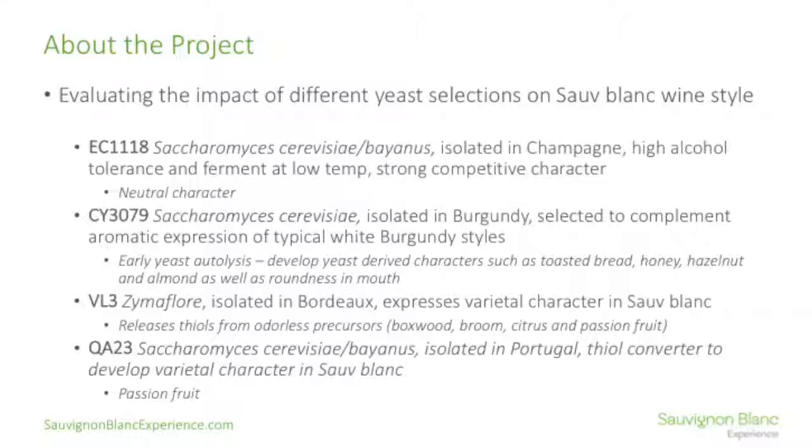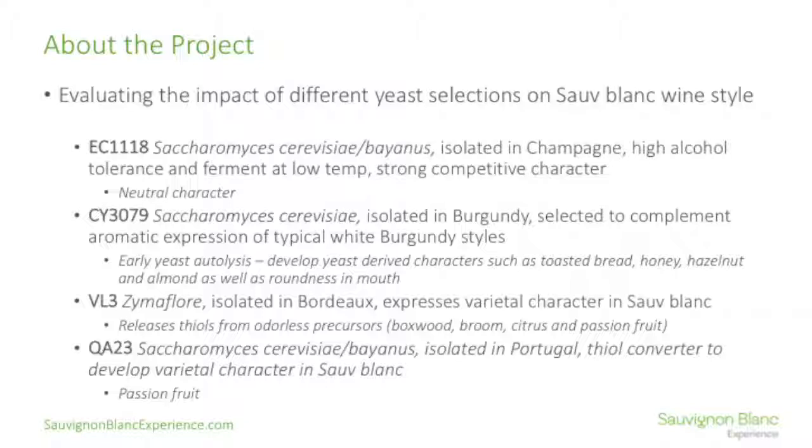Then we chose VL3 and QA23 because we wanted two thiol producers, okay? Two yeasts that have been on the market, specifically marketed for Sauvignon Blanc, and what people say is they will convert thiols. So VL3 is a Zymoflora, isolated in Bordeaux. It's supposed to really express varietal characteristics: your boxwood, citrus, passion fruit characters.